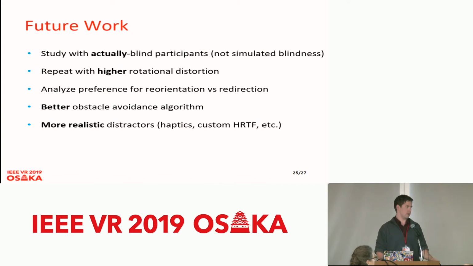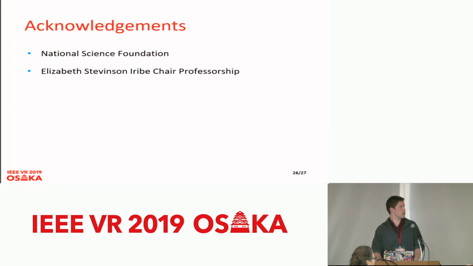So maybe we can represent the cane that they use or a guide dog, or maybe we can even represent tapping on a shoulder or something like that for blind users. Also, we could use a custom HRTF to make an audio distractor sound more realistic to them. And there are many other ways that we could use more realistic distractors. So that is the end of my talk.